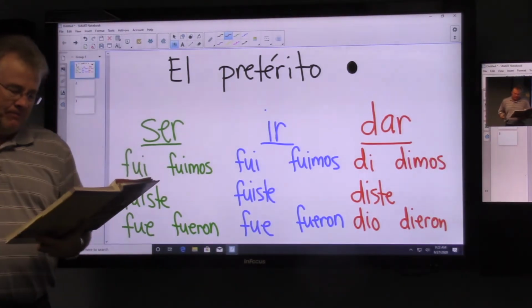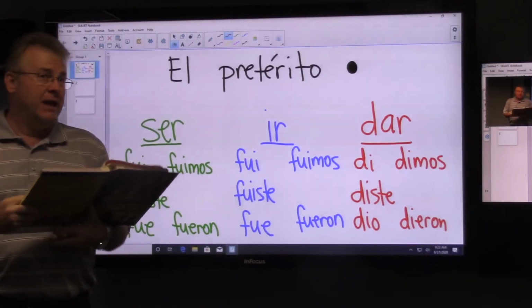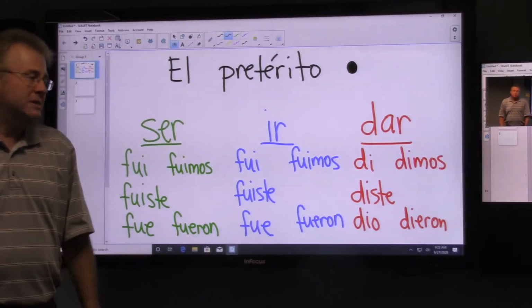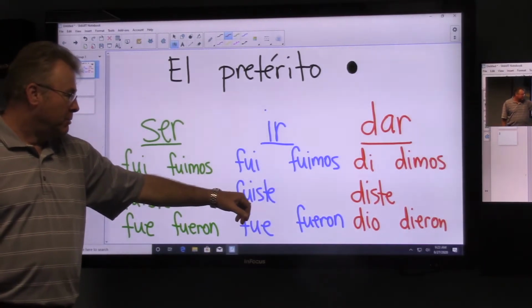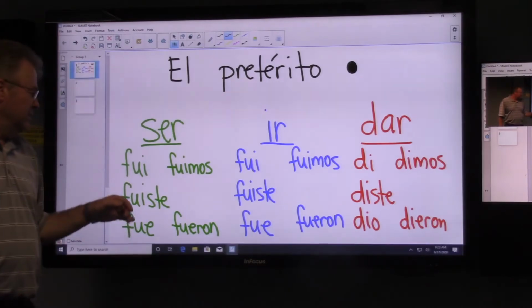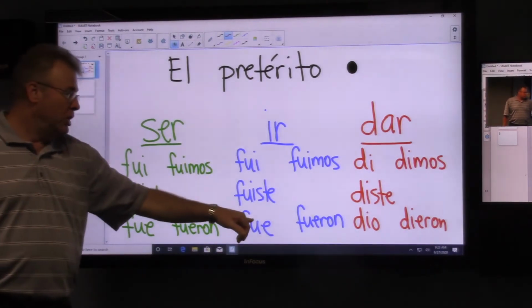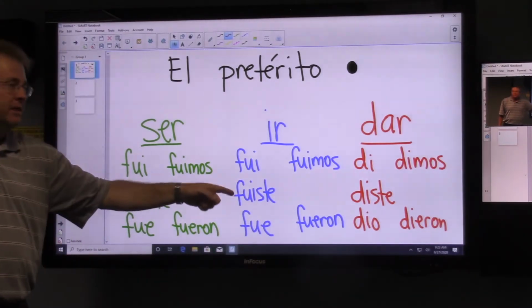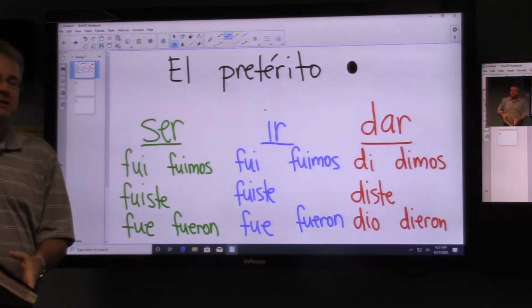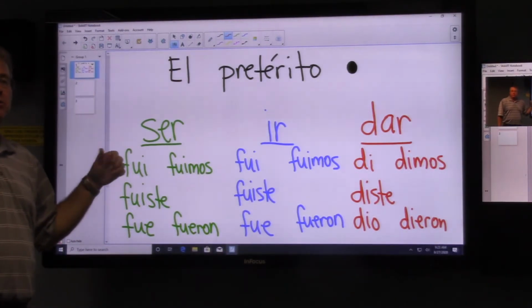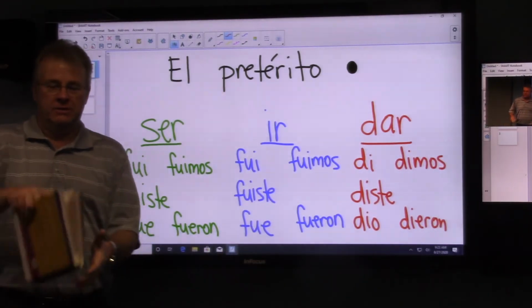Look at the next sentence. Did you go to the party that Sarah gave? ¿Tú fuiste a la fiesta que dio Sara? You wouldn't say, did you was to the party? Nah. That's how we can tell. Did you go? Right? You went. Fuiste. It's the verb ir because of the context. You didn't was to the party, you went to the party. You see?